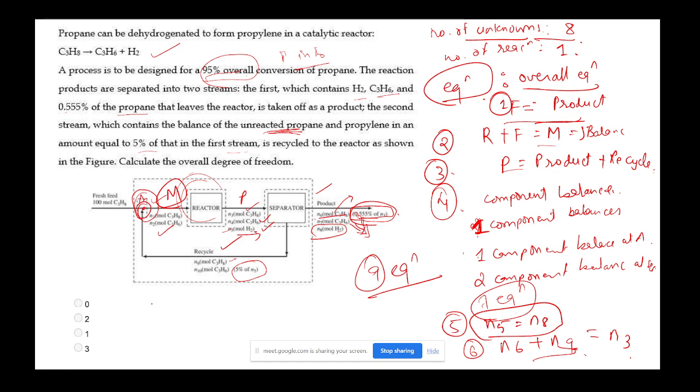Okay, so if you want to find the number of degrees of freedom, it is nothing but unknowns plus reactions minus equations. So unknowns are 8 plus reaction occurring is 1 independent reaction minus number of equations 9. Which means you have 0 degrees of freedom, which means the system is completely defined. So the answer here is 0 degrees of freedom.